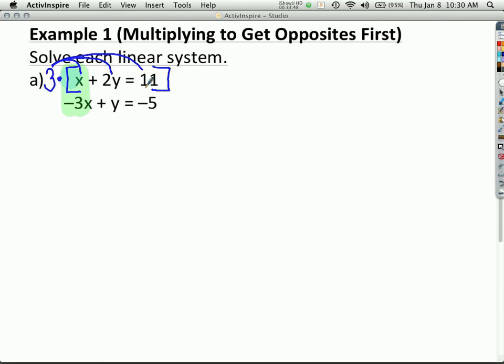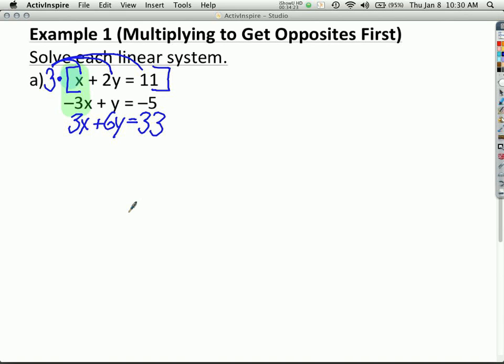So this is going to turn into 3 times x. What do we get there? Danielle? 3x. So I'm going to write it underneath right here so it's stacked up nicely. So we got 3x. And what about 3 times the next term? 3 times 2y. What do we get there? Deja? 6y. Very good. So we get plus 6y equals, and now we have to do 3 times 11. What do we get for that final quadrant? 33.